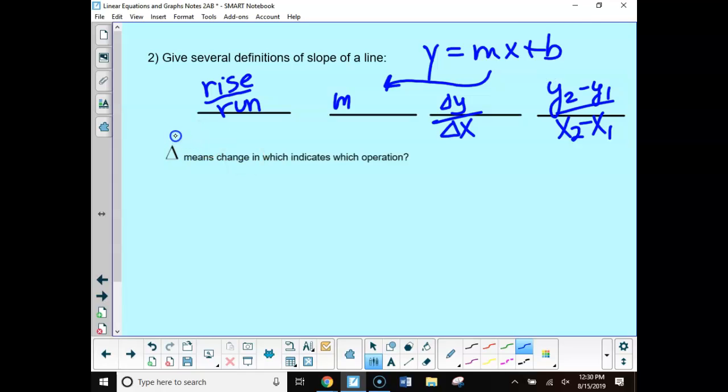Questions? What does this symbol mean to do? Change in. It's called a delta. Anybody know what operation it is? Yeah, it is subtraction. Okay, it's like the change in the temperature. From this morning to tonight, what is the change in temperature? You just subtract.